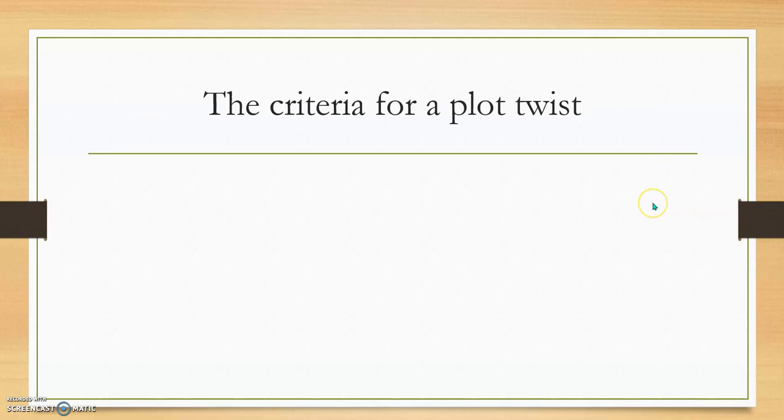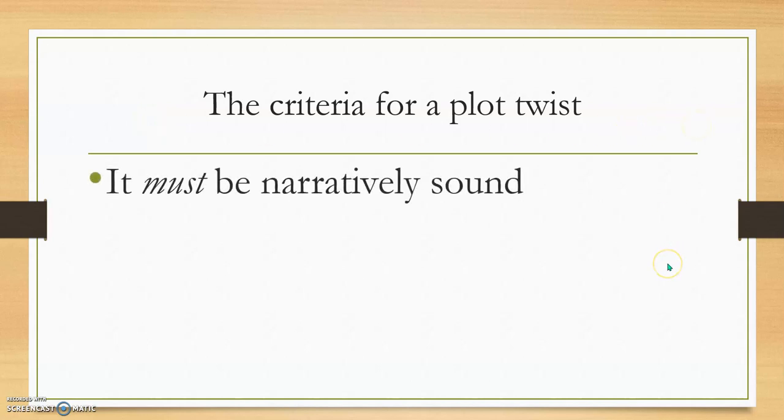Okay, so now there are certain criteria for a plot twist that you should consider when you are crafting one as a writer. First, it must be narratively sound, meaning that it needs to follow as you have your narrative and your story going. I call it playing within the sandbox. As you've established your story, you're playing within the sandbox.